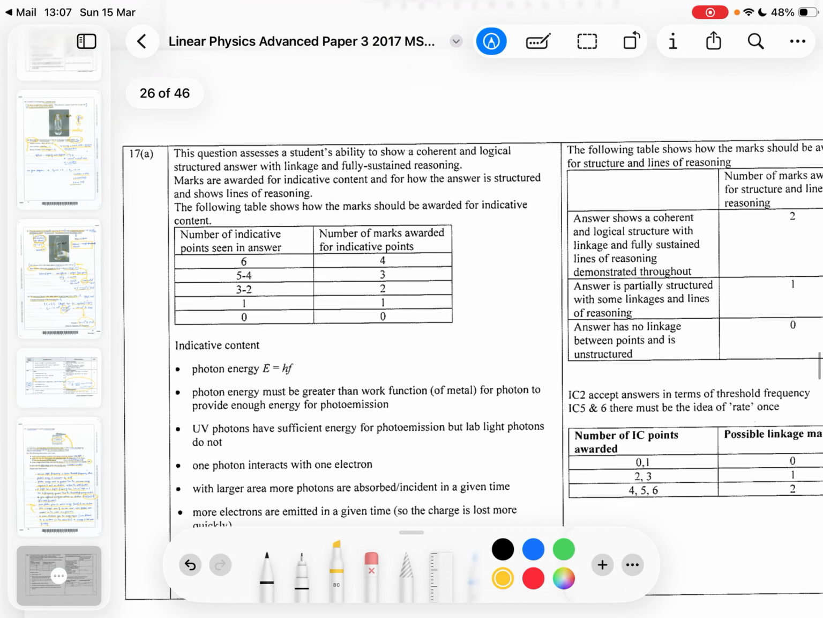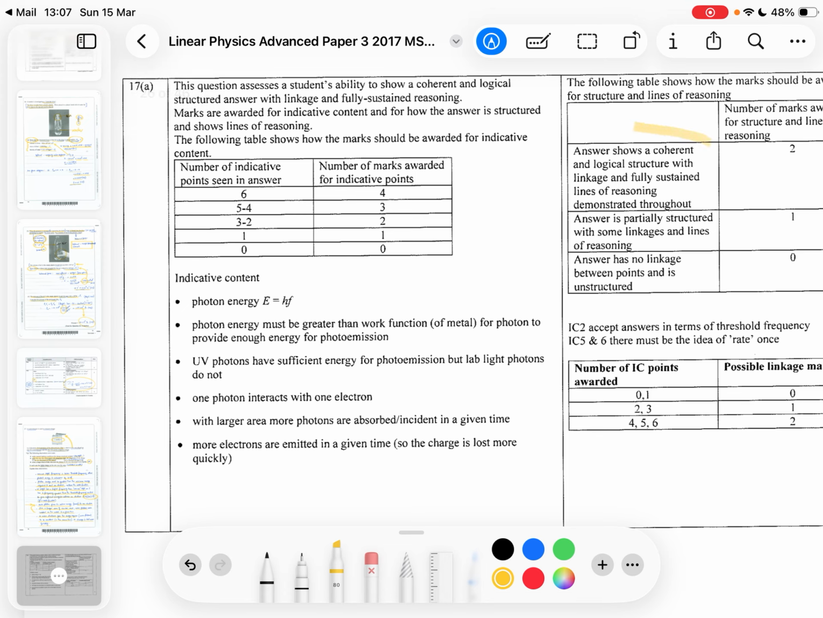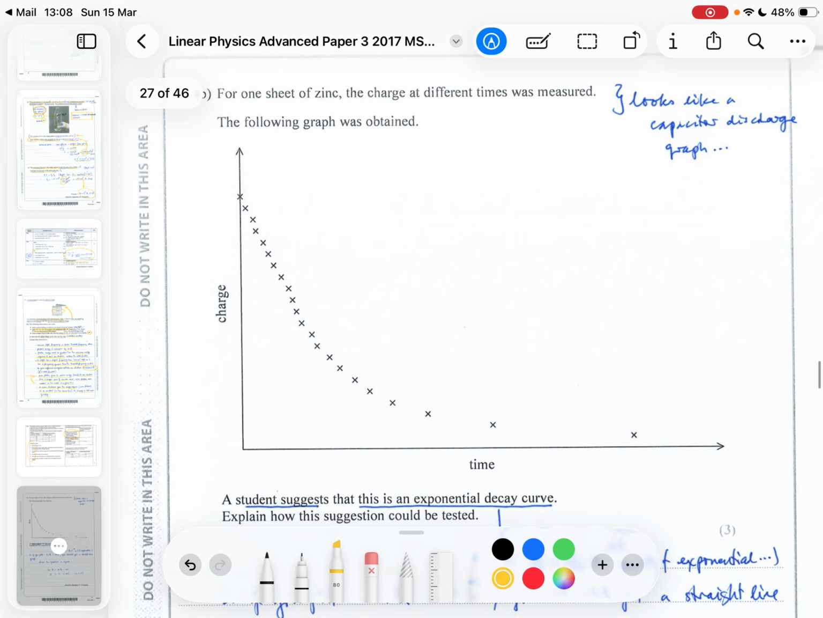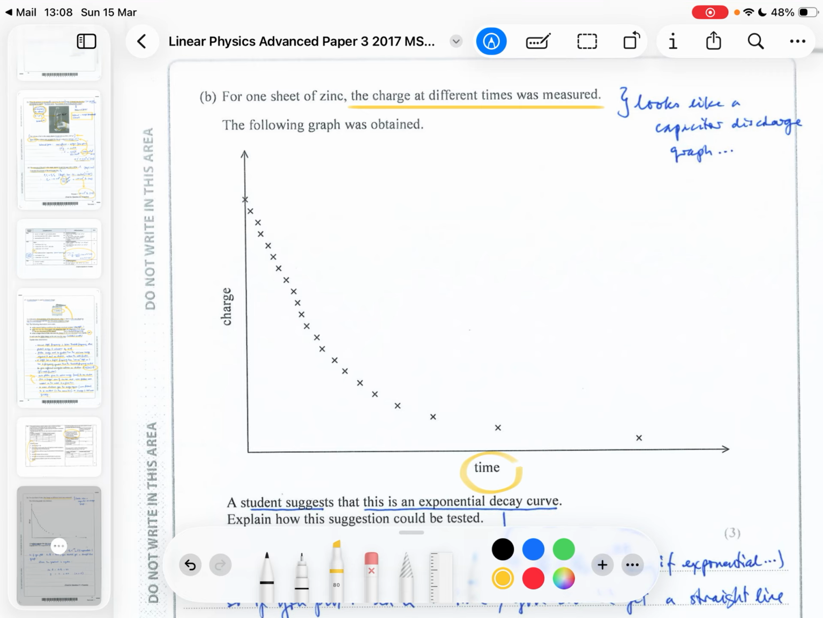Here again is another 6 marker, which remember, you need to say what I've said in a coherent, logical, fully sustained lines of reasoning manner. And here are the points they're looking for in your content. Okay, now, my answers are more detailed because I'm trying to teach you this if you've missed it in your own lessons. Here you got, for one sheet of zinc, how the charge at different times is measured. So it's charge against time, and I was saying it looks a bit like a capacitor discharge curve. Okay, so if you drew a curve of best fit through it, you'll get something like that.